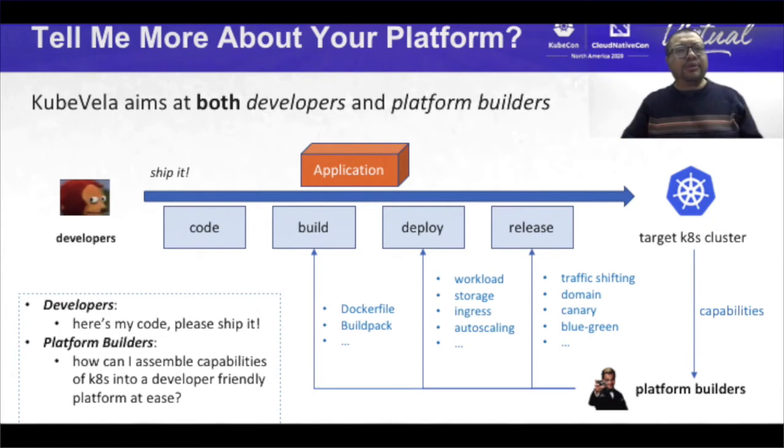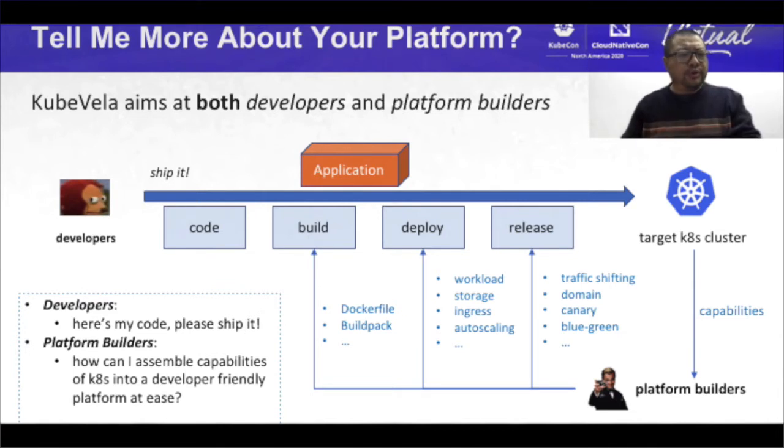For developers, what we provide is the traditional pipelines people are familiar with, where you can ship your code, build it, deploy it, release it, and operate on top of it. In terms of operation, we're talking about Kubernetes capabilities, like traffic shifting, adding a domain, adding TLS, doing canary deployment, etc. We can do all these things, but so do all the other platforms.